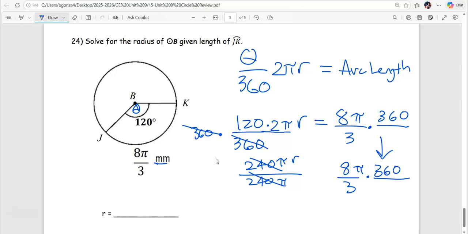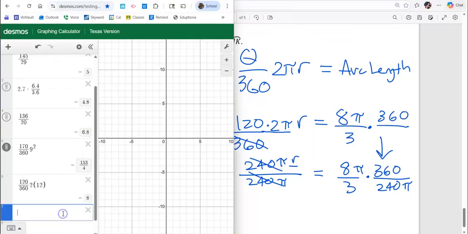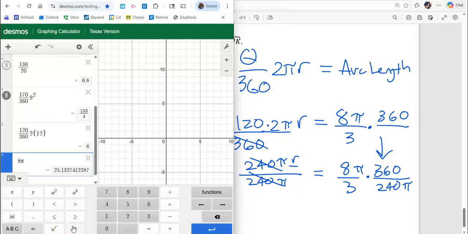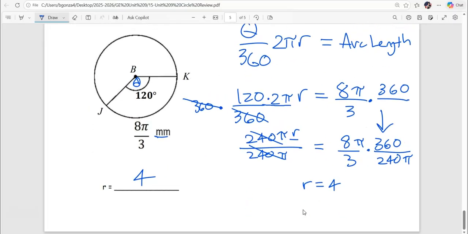Divided by 240 pi, the only thing left is r. So that would be r equals 8 pi divided by 3 times 360 divided by 240 pi. Now, this is going to be kind of weird, but put in that ugly mess on the right, and it'll give you your radius of 4. And that is your review. Study this because it will be very similar to your test.